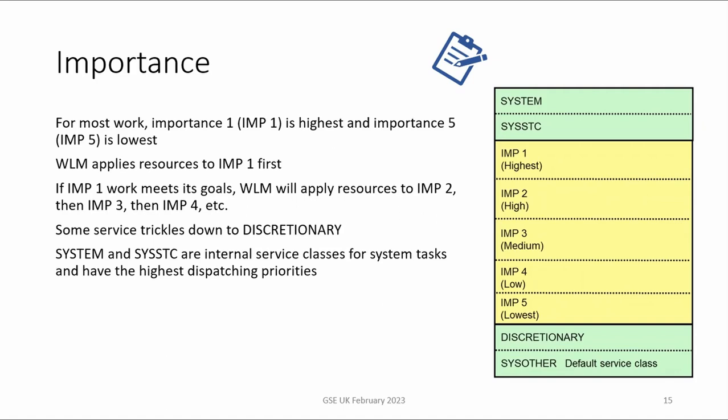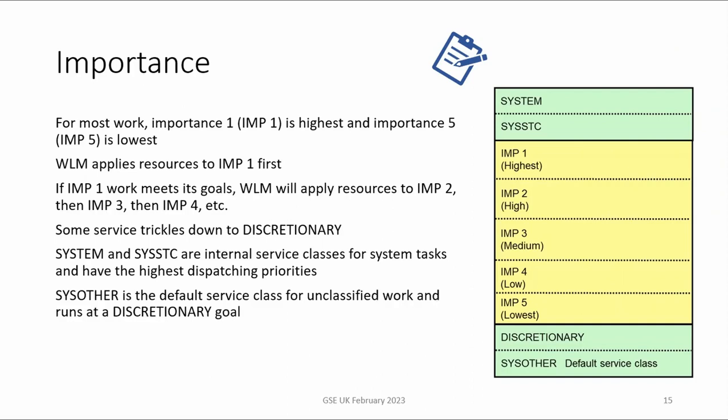As I mentioned, SYSTEM and SYSSTC are internal service classes. They're for system tasks, and they have the highest dispatching priorities. Anyone who's been around long enough to remember what MVS performance was like before Workload Manager, we're talking about priority 255 and 254. Finally, at the bottom, we have this thing called SYSOTHER. SYSOTHER is the default service class for any work that isn't classified. And then it shows up there and it'll run as discretionary.